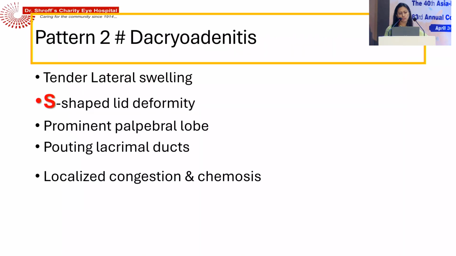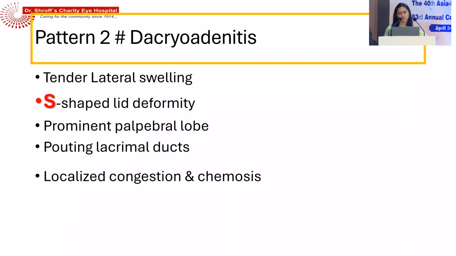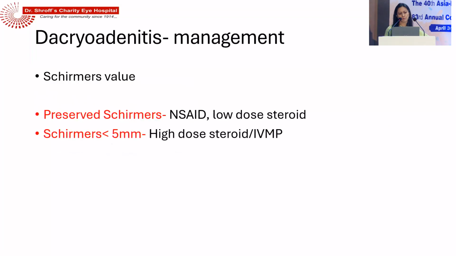Moving on to the next pattern, a young lady presented with a typical red hot painful orbit, swelling, function affected. There is ptosis, so that's the function which is affected, and she has an S-shaped lateral drooping of the eyelid, which is almost characteristic of acute dacryoadenitis. It can involve the orbital lobe or the palpebral lobe. Pouting lacrimal ducts can be visible, and there is a localized congestion and chemosis at the site of the lacrimal gland.